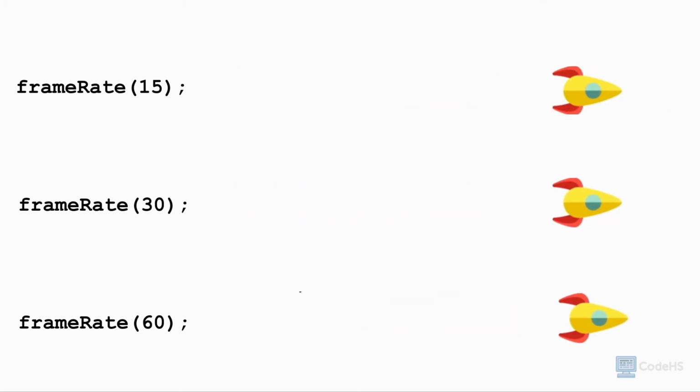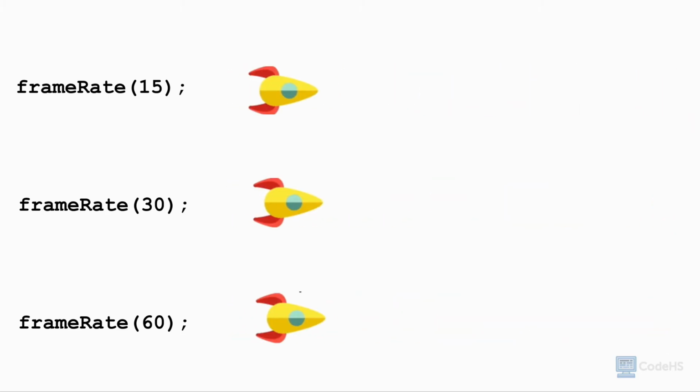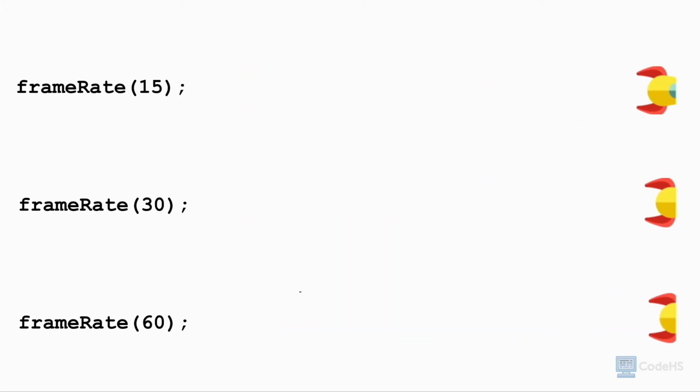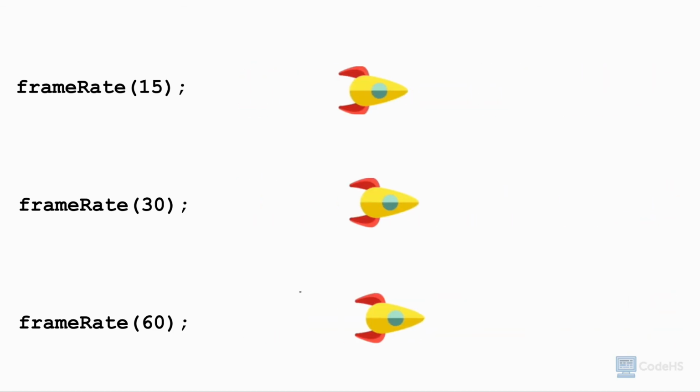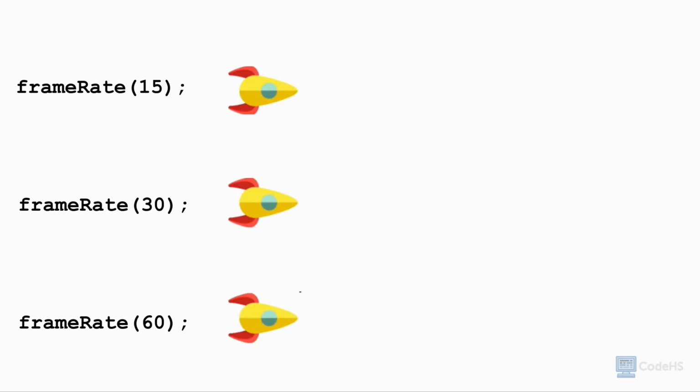By default, P5JS runs the draw loop at 60 frames per second, meaning the draw loop is repeated 60 times in 1 second. These animations seem to appear to be the same, but with more complex animations, the higher frame rates are able to capture smaller details and give the animation a more cinematic look.